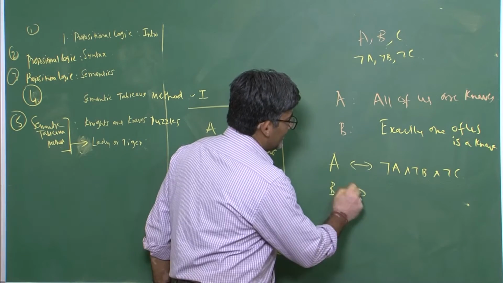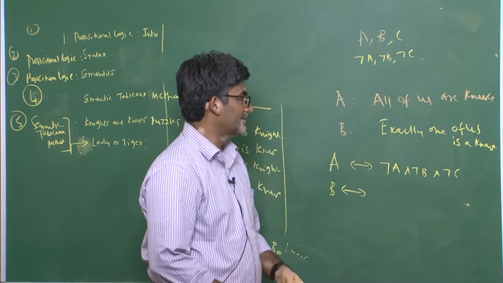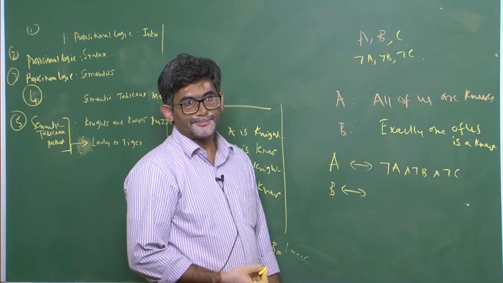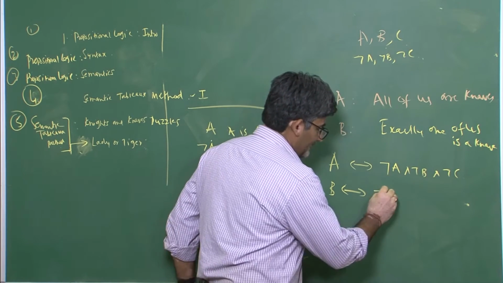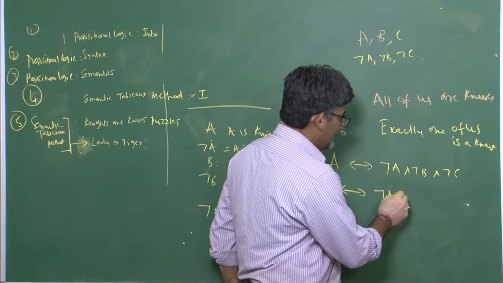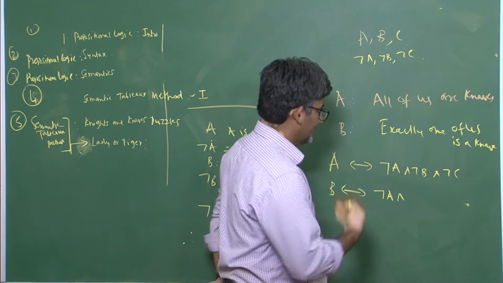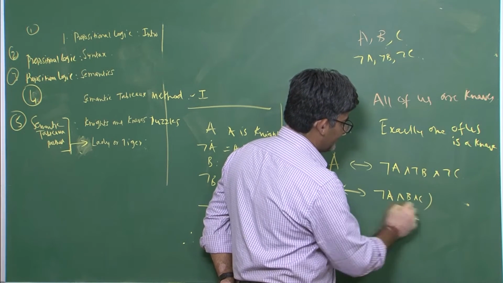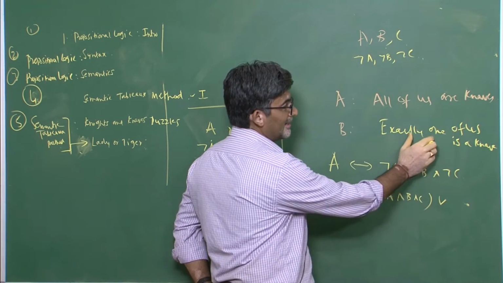Now B needs to be represented like this. This is considered to be a little bit lengthier kind of statement. Exactly one of us is considered to be a knave. So that means it goes like this: if A is a knave, then you need to ensure that the other two are not knaves. That means they have to be knights. This is the first proposition, or that satisfies this particular kind of formula.